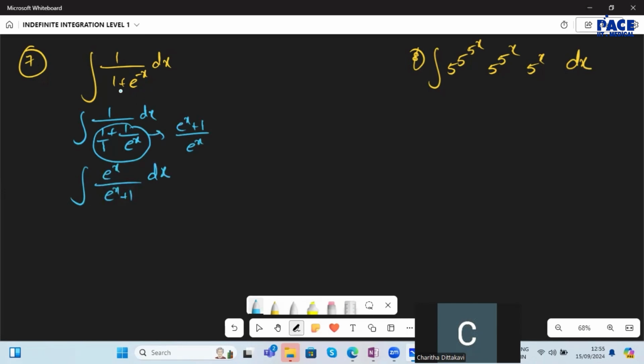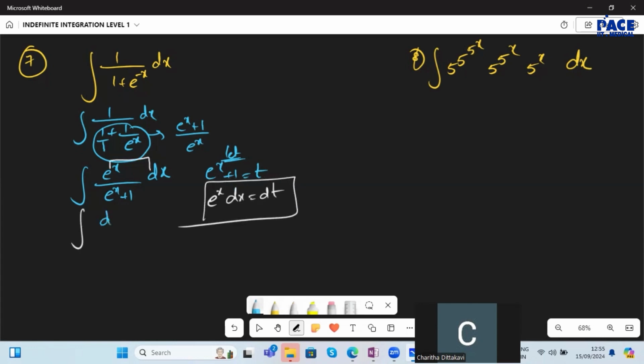Now, when I consider the denominator to be t, let e power x plus 1 equal t. Differentiating this, what do we get? E power x differentiation is e power x only. E power x dx is nothing but dt. Right, so that is what you find in the numerator there. Finish. Close the answer, isn't it? So this is very simple.